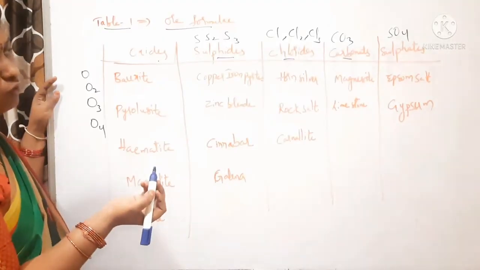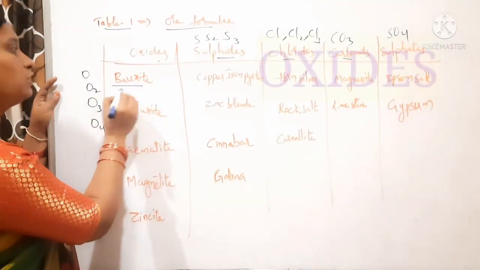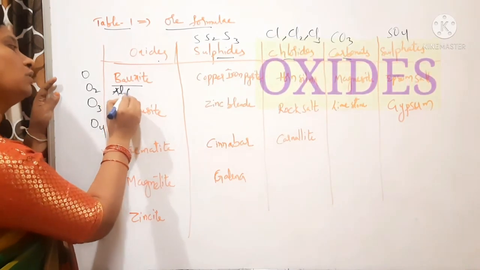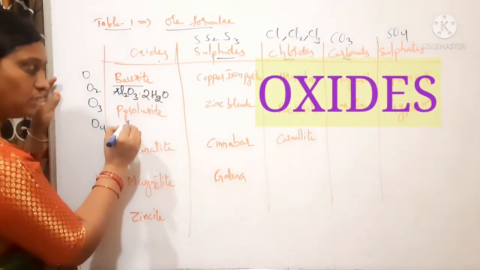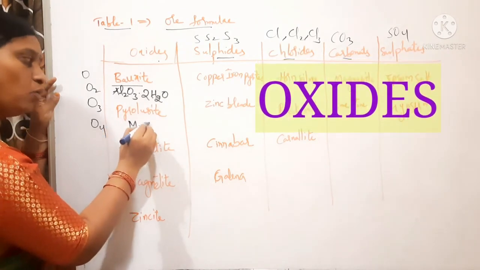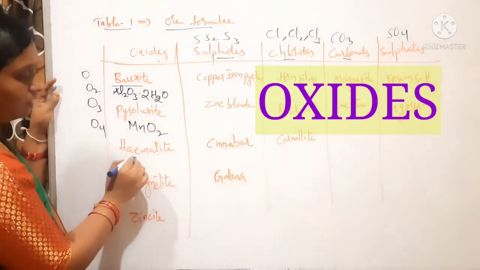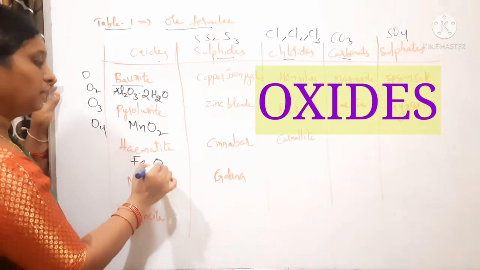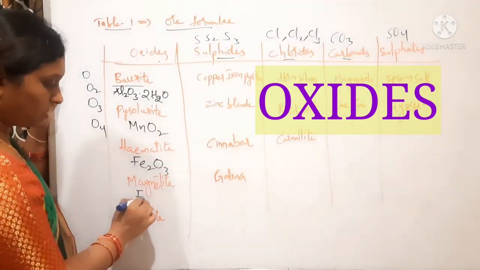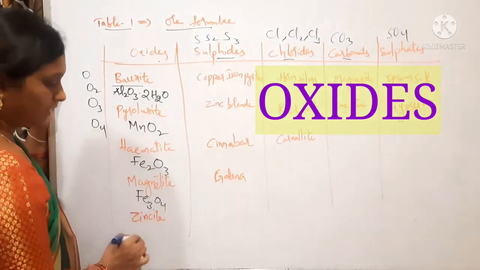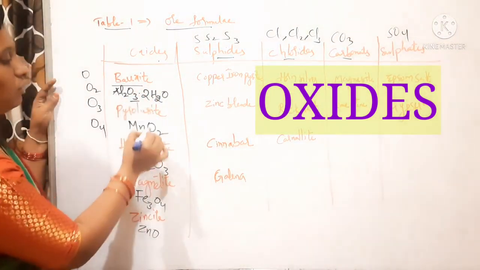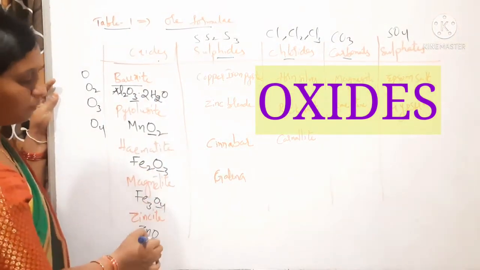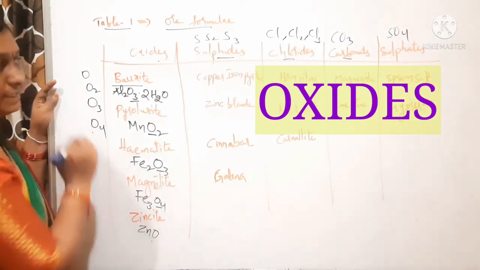Those four ores: bauxite, whose formula is Al2O3.2H2O, and pyrolusite, at the end O2 is there, MnO2, and hematite Fe2O3, and magnetite Fe3O4, and zincite ZnO. All these, where O2, O3, O4 are present at the end, are called oxides.